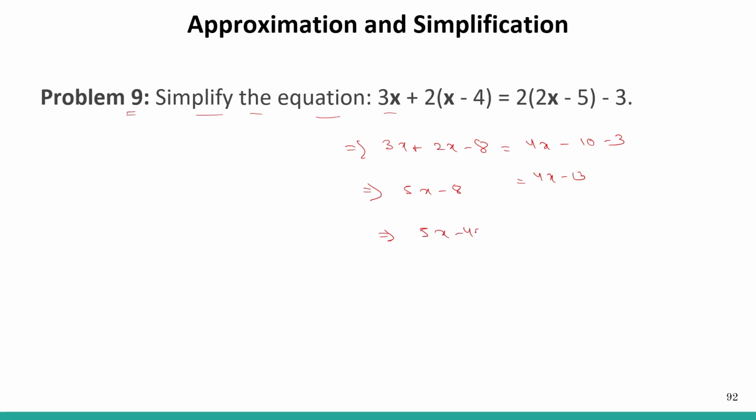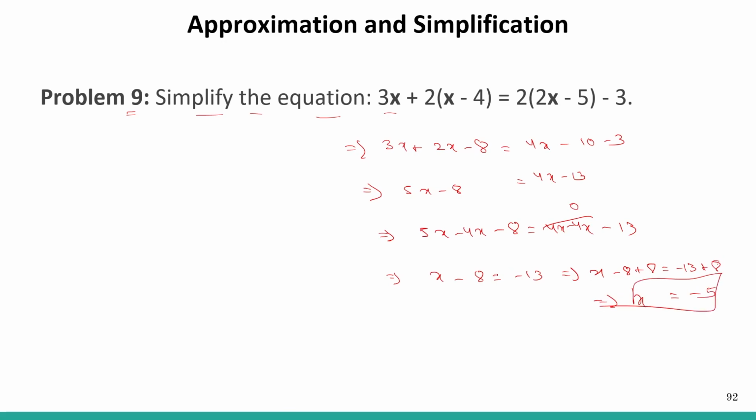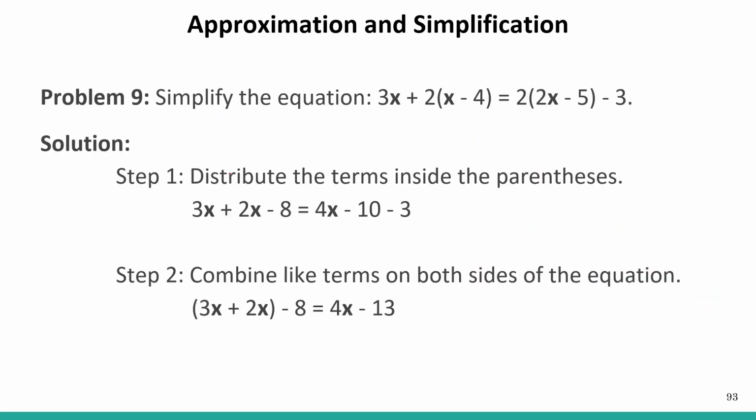So 5x minus 4x minus 8 is equal to 4x minus 4x minus 13. So this will be 0, right? So this implies x minus 8 is equal to minus 13. So x minus 8 plus 8 is equal to minus 13 plus 8. So x is equal to minus 5 is the solution. Simplifying by keeping the x values to the left hand side and all the known values to the right hand side, we are left with x is equal to minus 5. So let's see the step-by-step solution.